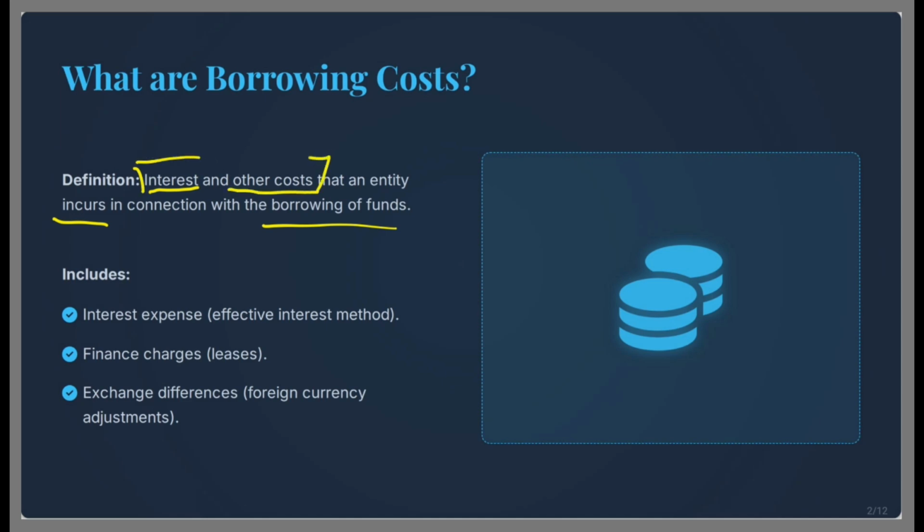For example, other cost. Yung other cost na sinasabi dito, it can be yung transaction fees, it can be yung origination fees, yung processing fees, etc. Kung ano ba yung mga charge nila. Those are also part of your borrowing costs. So, interest and other costs that an entity incurs in connection with the borrowing of funds. Okay? Ano included dito? Included dito ay yung interest expense, no?